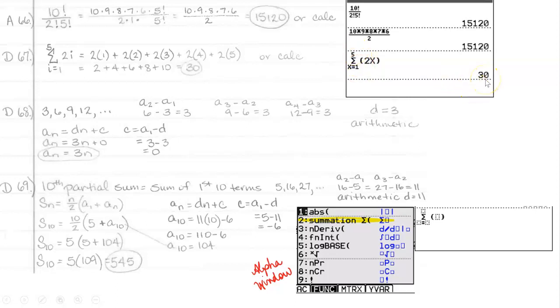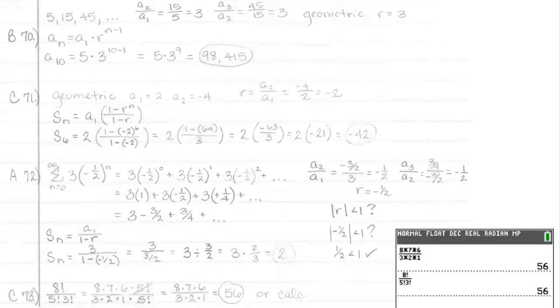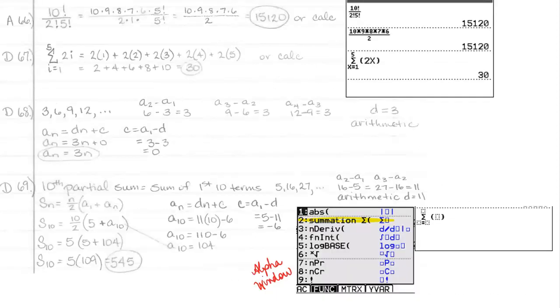And you can see there's that same 30 we got a second ago by hand. All right, then for 68, write an equation for the nth term of the sequence 3, 6, 9, 12. So just like we did a moment ago, we have to figure out if this is arithmetic or geometric. So first off, let's see if it's arithmetic. I'm going to do 6 minus 3 is 3, 9 minus 6 is 3, 12 minus 9 is 3. So you can see here I am getting a constant difference of 3.